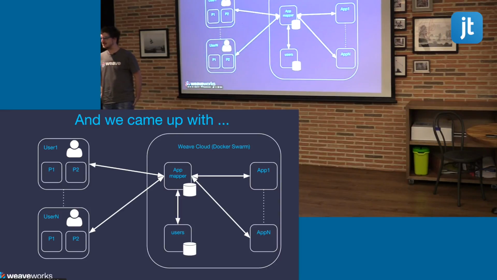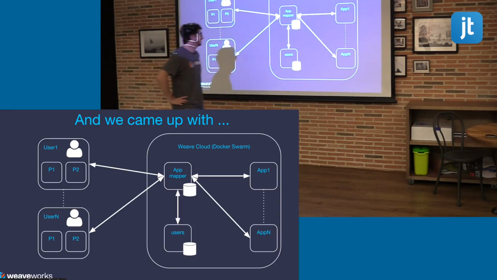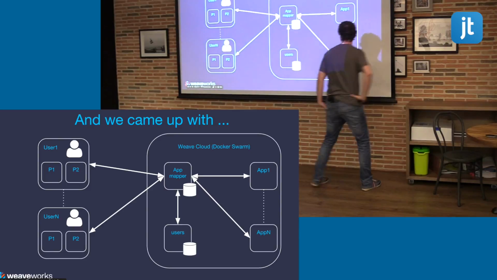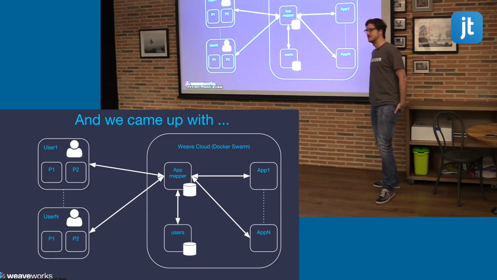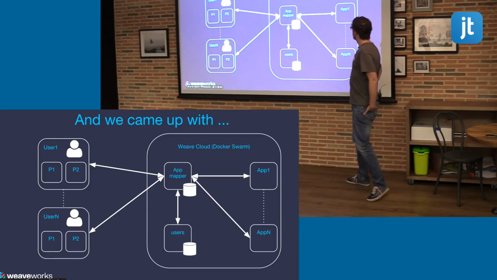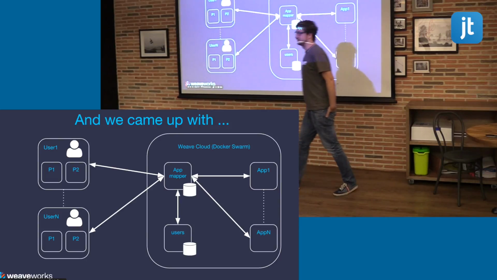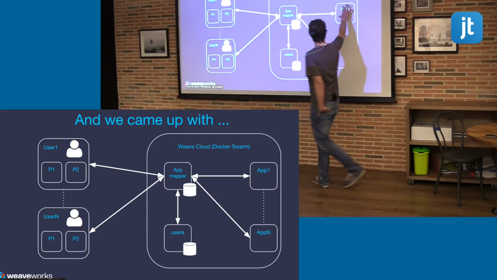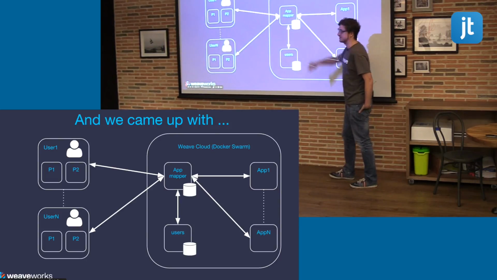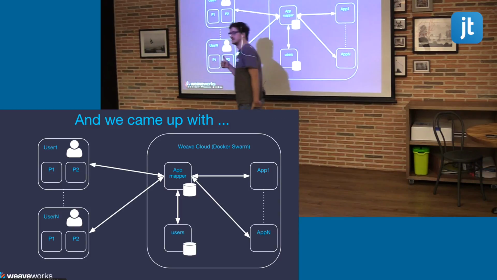Bottleneck. There's a bottleneck in the app mapper. Well, we don't have that many users, so. Single point of failure. Right. The apps are a single point of failure. So if one app goes down, then that user cannot use the service. That's one. Anything else?